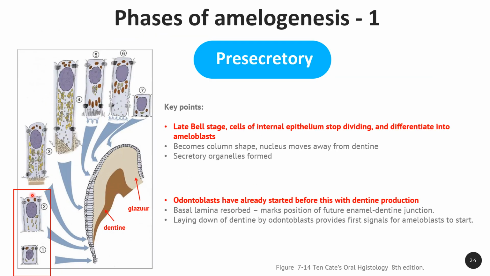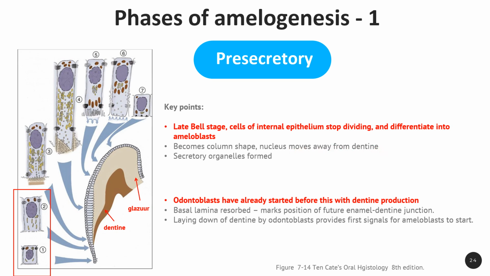Phase 1. This phase in the red box on the left-hand side is the pre-secretory phase. What happens here? As you can see, the cells are still quite square in shape, and they move into this elongated shape. To do this, the cells of the internal enamel epithelium stop proliferating because now they need to turn into functional ameloblasts. They become longer, columnar in shape, and the nucleus moves away from the dentine.